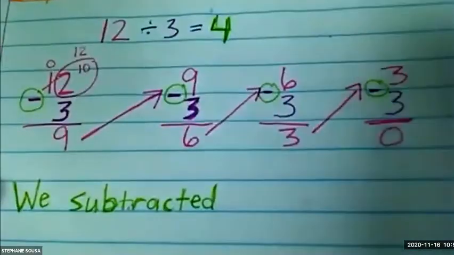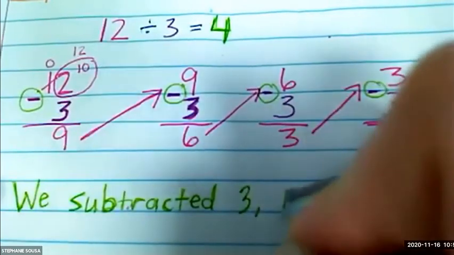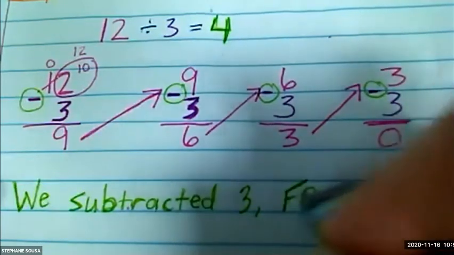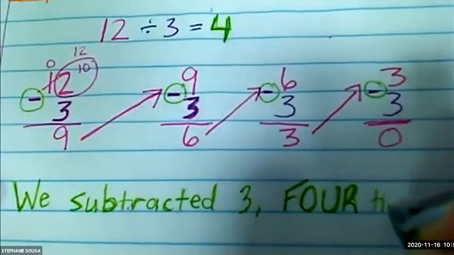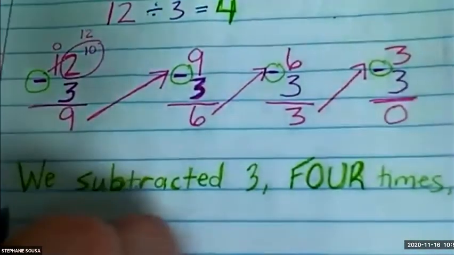We subtracted 3, 4, and I'm going to write out the word 4, that way it doesn't look like 34. We subtracted 3 4 times. So our quotient is 4.